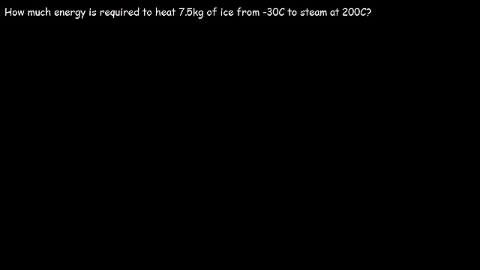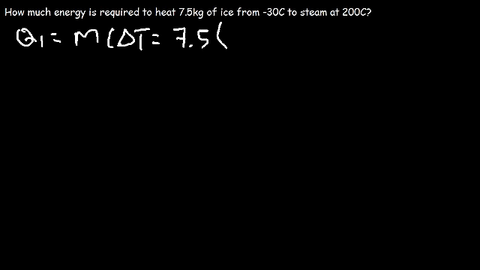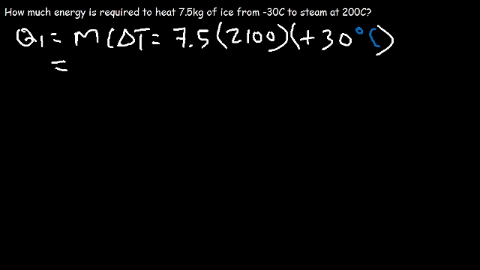Let's start with Q1. Let's see how much energy is required to raise the temperature of ice from negative 30 to 0. So we're going to use the equation Q equals mcΔT. The mass is 7.5 kilograms. The specific heat capacity of ice is 2100. And the change in temperature going from negative 30 to 0 represents an increase of 30 degrees Celsius. So this is equal to 472,500 joules.